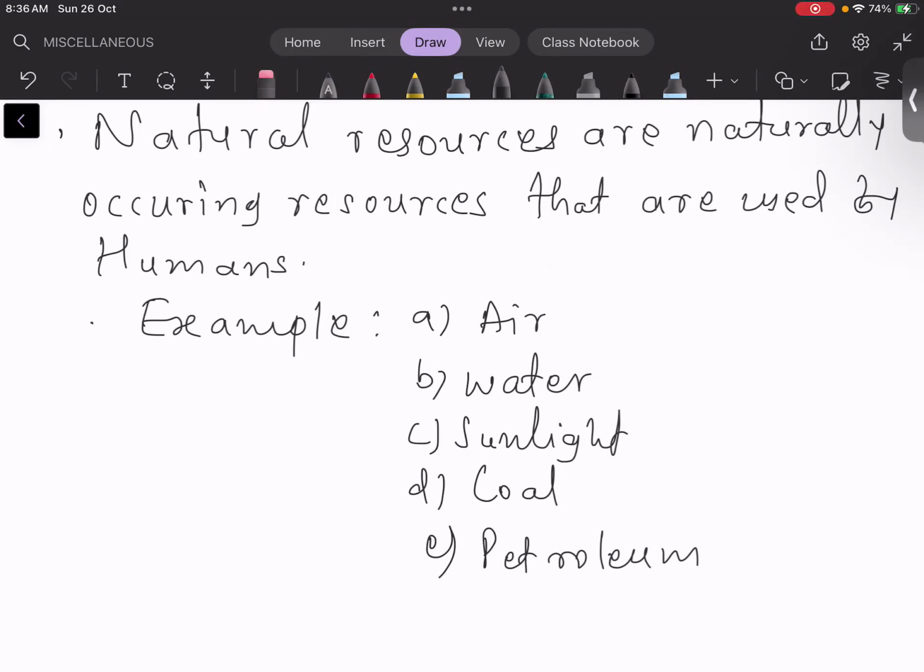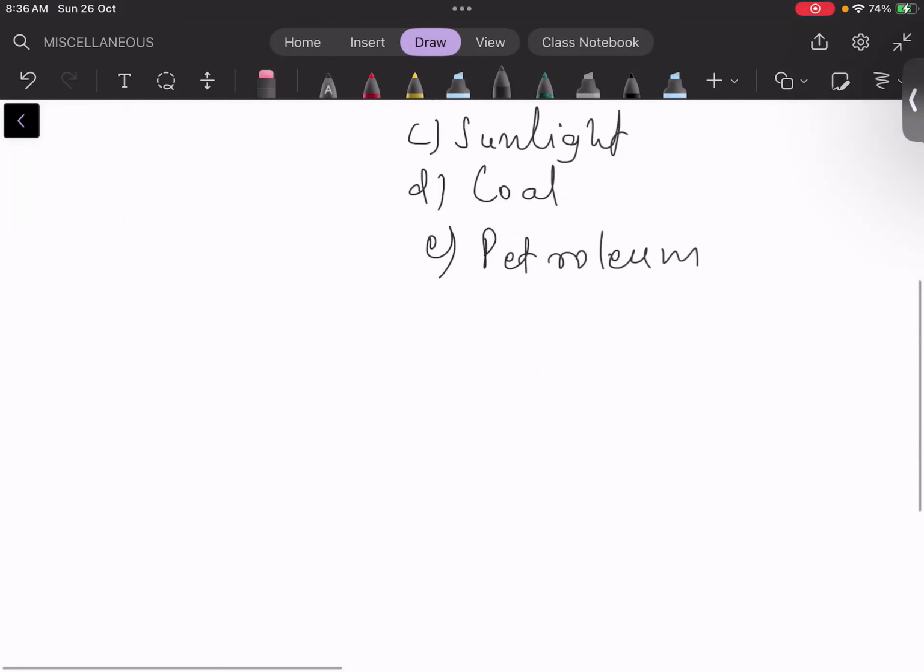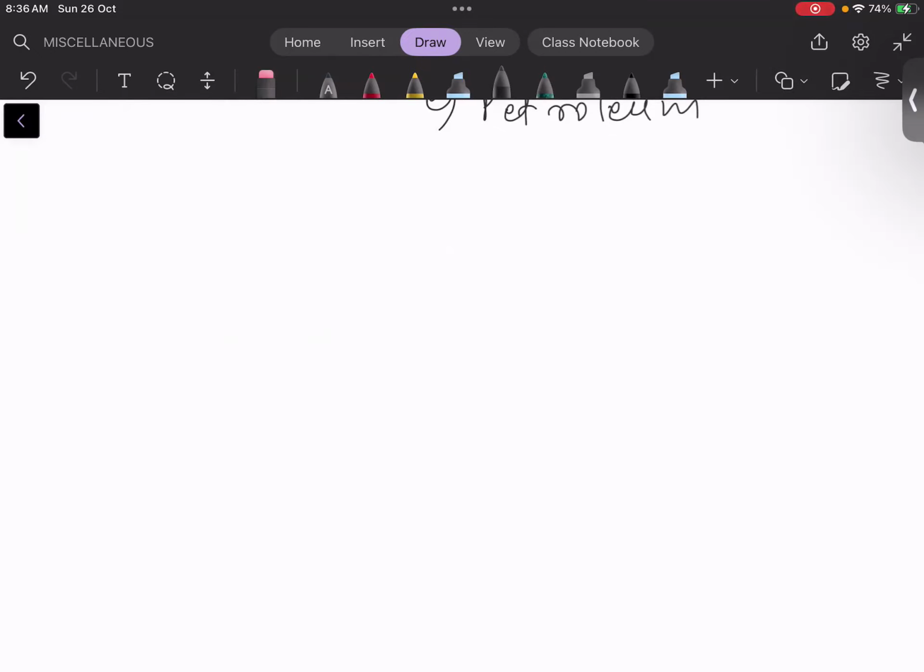Resources that are found in nature and are further used by human beings for domestic as well as commercial purposes are designated as natural resources. Best examples of natural resources include air, water, sunlight, coal, petroleum, etc. Is there any doubt, students? No, sir.